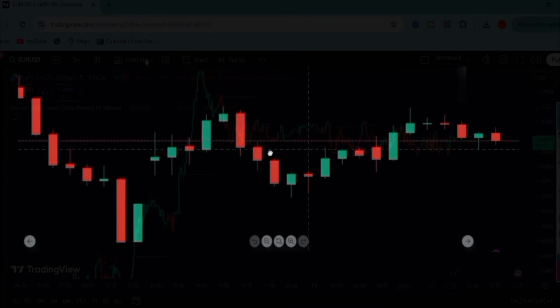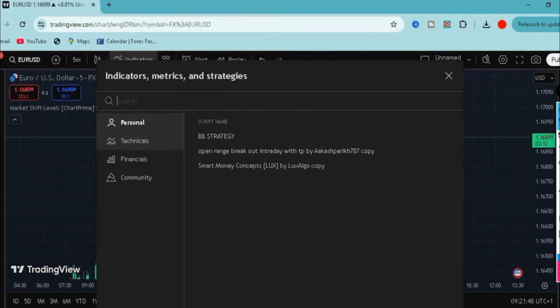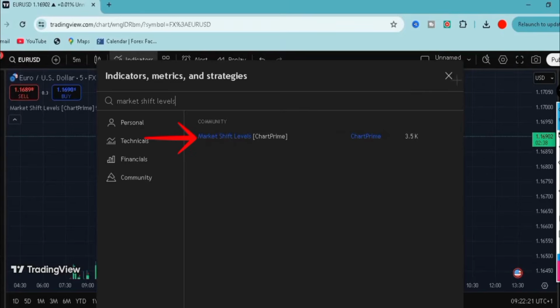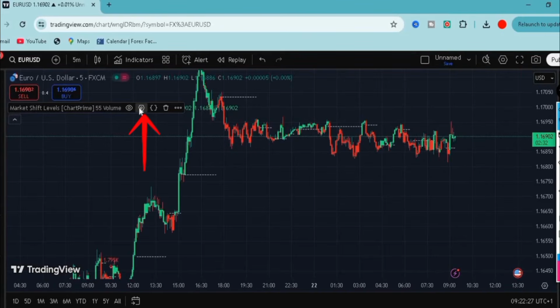To add it, you're just going to click on the indicators tab in tradingview.com. Just type market shift levels. This one right here, you click on it. Once you click on it, it will appear like this right on your chart. Let's go directly to settings so that we can learn more about this indicator.